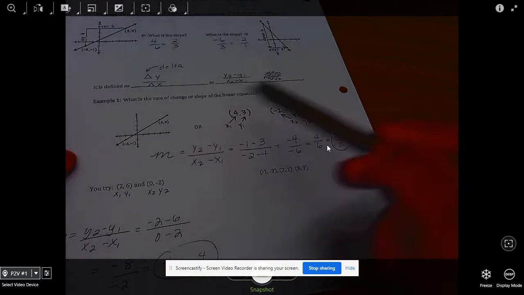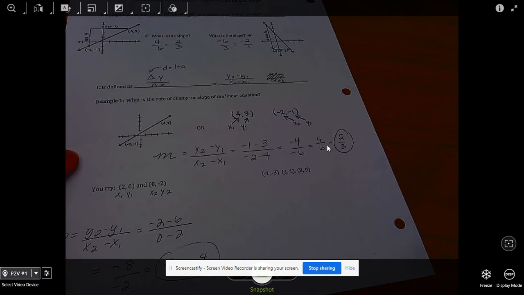They give you 3 points on the line. Do you need to use all 3 points? No. Pick 2 and try it on your own. Pause the video and come back.